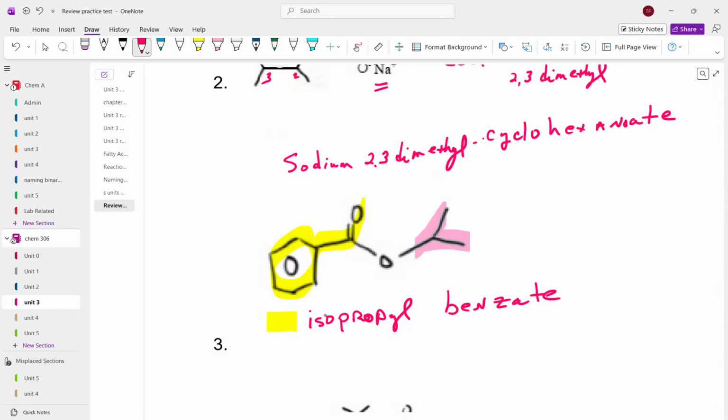Now, if we took away the benzene and made it just cyclohexanol, we did something very similar to this up here, so we'd have still be isopropyl. Only would be cyclohexanol.